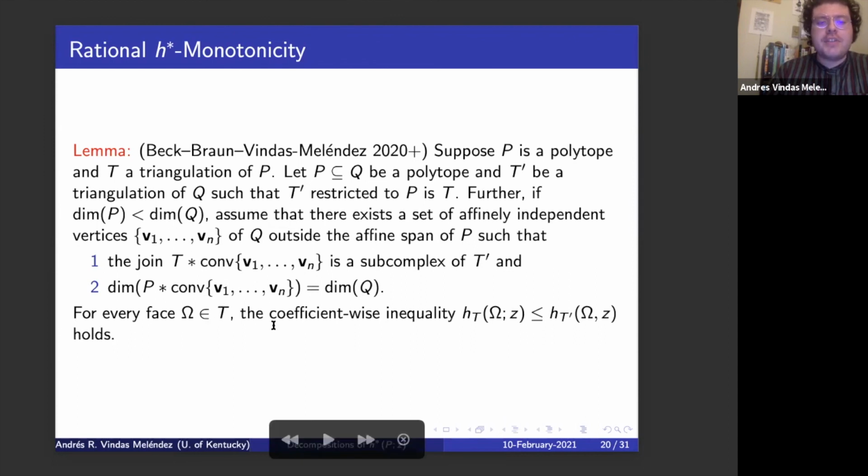Okay, and so for every face in my triangulation, the coefficient inequality holds. And so this is now giving me the monotonicity of the H polynomials coming from these triangulations. Okay.